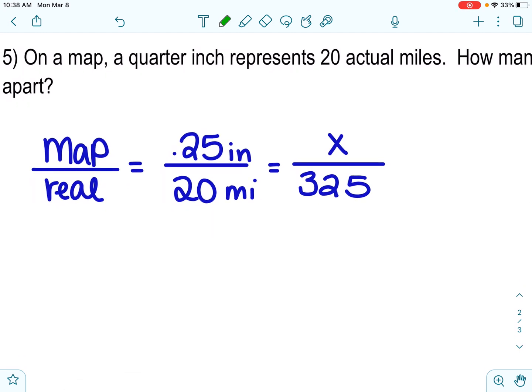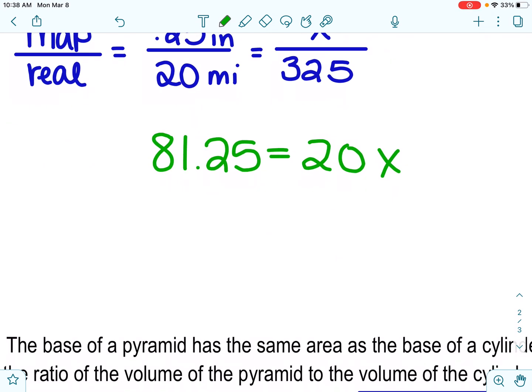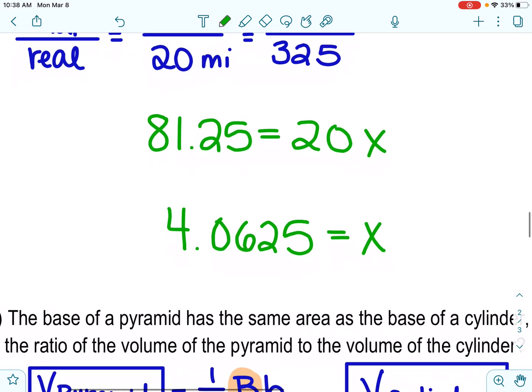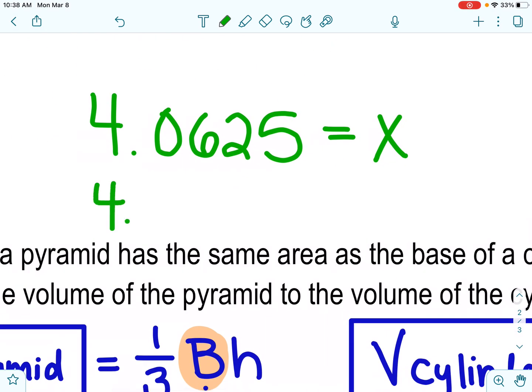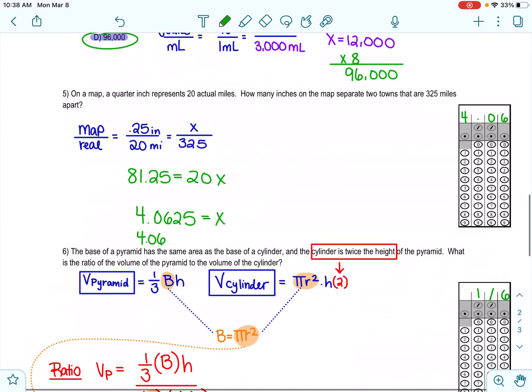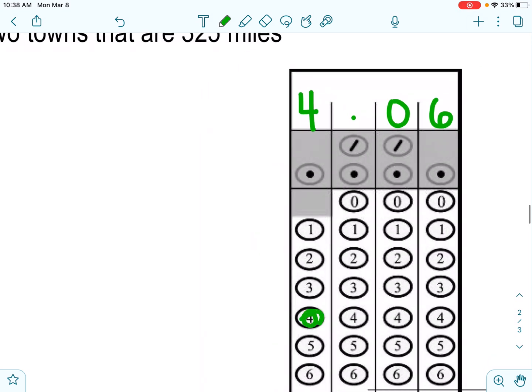So I'm going to cross multiply. I get 81.25 equals 20x. Divide both sides by 20. So I get my answer of 4.0625 equals x. You do want to round because it needs to fit into this grid. So 4.06 is the answer, which you can see I wrote here. Just make sure you bubble in a decimal up here, and then 0.6.